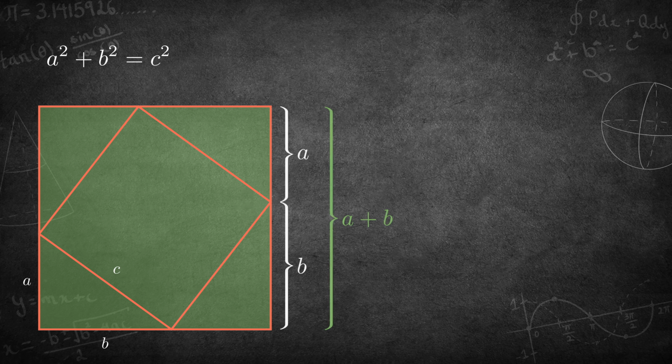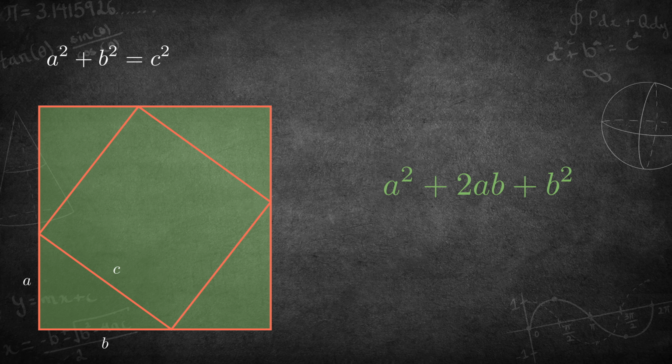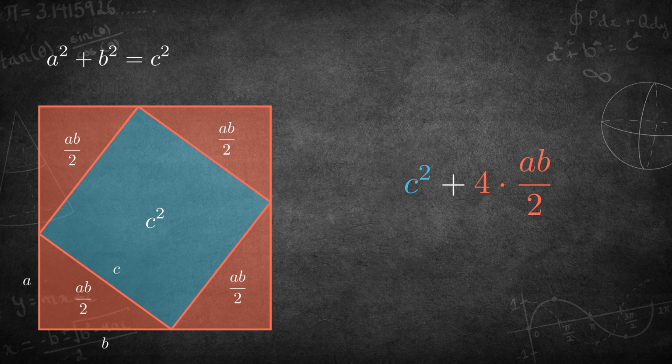First, by directly multiplying its side lengths, we find the area as a plus b whole squared. Expanding this expression gives us a squared plus 2ab plus b squared. The second method involves adding the areas of the inner square and the 4 right triangles. The area of the inner square is simply c squared, and the total area of the 4 triangles is 4 times the area of one triangle, which is 4 times ab over 2. Simplifying, we get c squared plus 2ab.